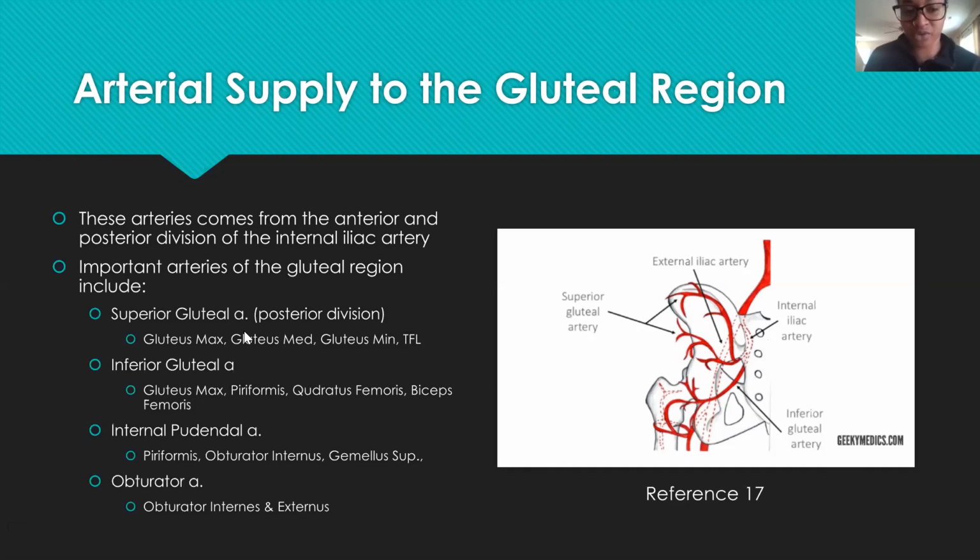The superior gluteal artery is going to supply the gluteus maximus, gluteus medius, gluteus minimus, and the TFL, or the tensor fascia lata. Inferior gluteal, gluteus maximus, piriformis, quadratus femoris, biceps femoris. Internal pudendal artery is going to supply the piriformis, obturator internus, and gemellus superior. And the obturator artery is going to supply obturator internus and externus.